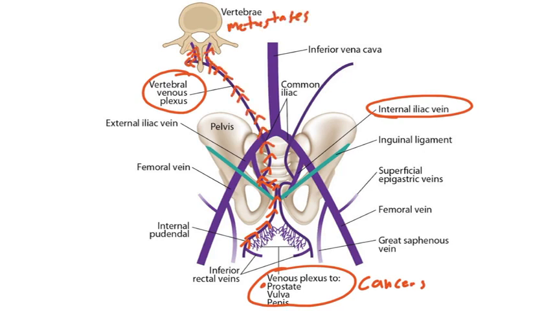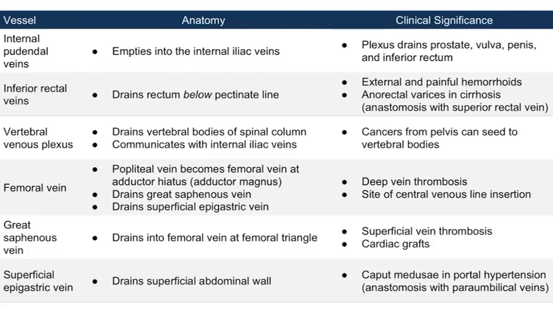A classic scenario is an older man presenting with low back pain and urinary symptoms suggesting prostate cancer. The patient gets a lumbar x-ray and it reveals metastases in the spine. And these metastases traveled from the prostate to the vertebral venous plexus, as we just discussed. Now, as written here, the vertebral venous plexus communicates with the internal iliac veins, so branches of the internal iliac vein can facilitate metastases or cancers from the pelvis, which can then seed the vertebral bodies.